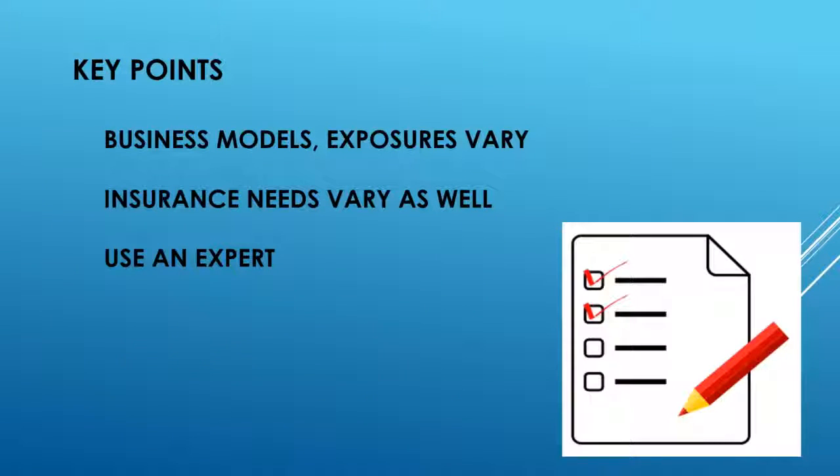Well, here are the key points you kind of talked about here, I think. Business model. Sure. Well, as we've talked about, the technology business models are very varied, and the exposures are varied as well. So, as we've talked over the last few minutes, insurance needs are not easy to define without a little work. So they vary, and my recommendation always is to use an expert. That will make the process a whole lot easier. Well, I think so too, Bobby.